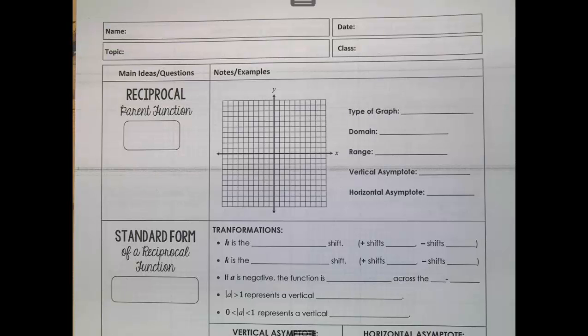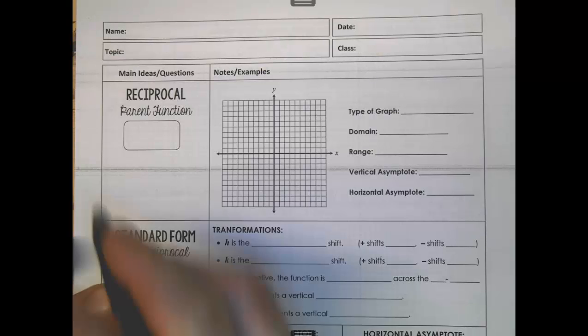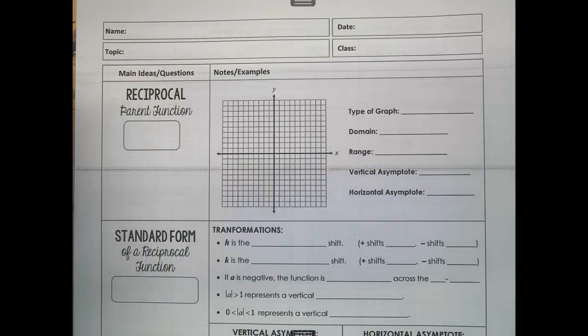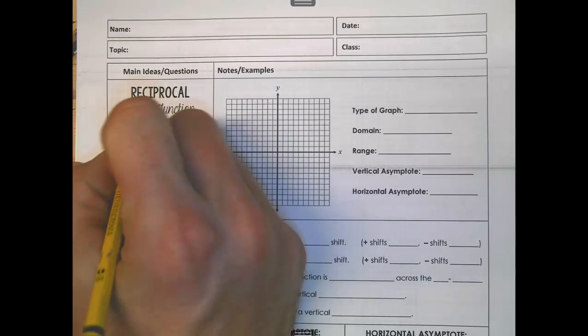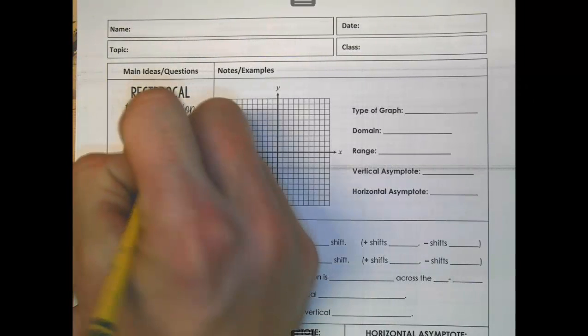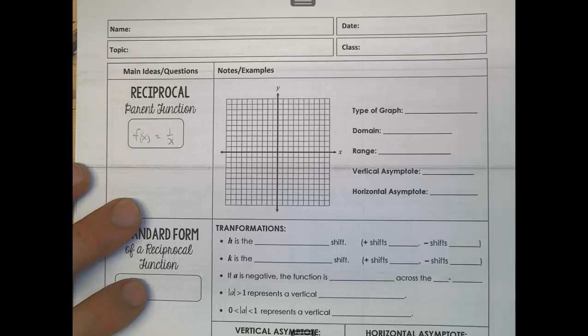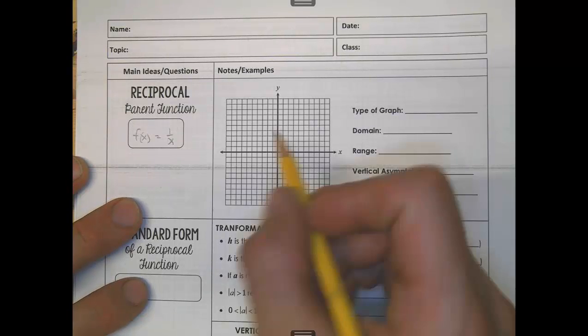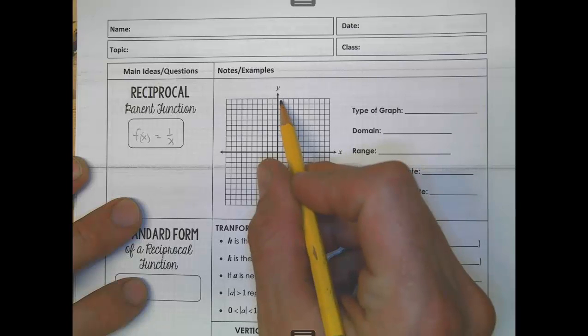Okay, Algebra 2, this is Lesson 6, and we're going to graph the reciprocal parent function, which is the function f of x equals 1 over x. All right, so we've been studying fractions basically, and this is our fraction function. What this function looks like is it looks like this.